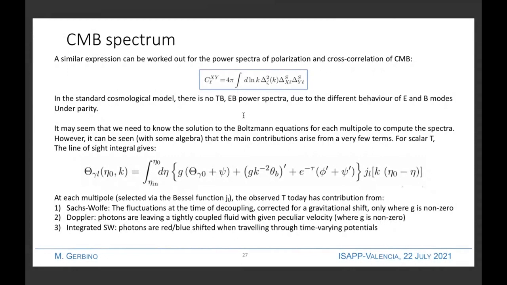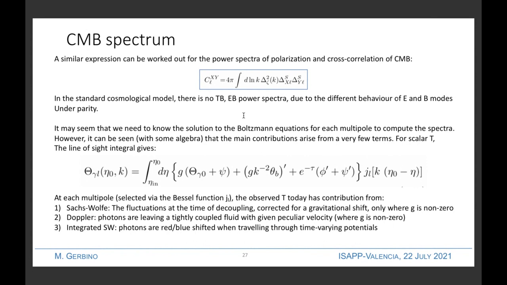So if we were to observe a non-vanishing cross-correlation between these fields, this would be a very important hint towards the fact that we might have encountered some beyond standard model mechanisms that can have seeded this non-vanishing value of this power spectrum.